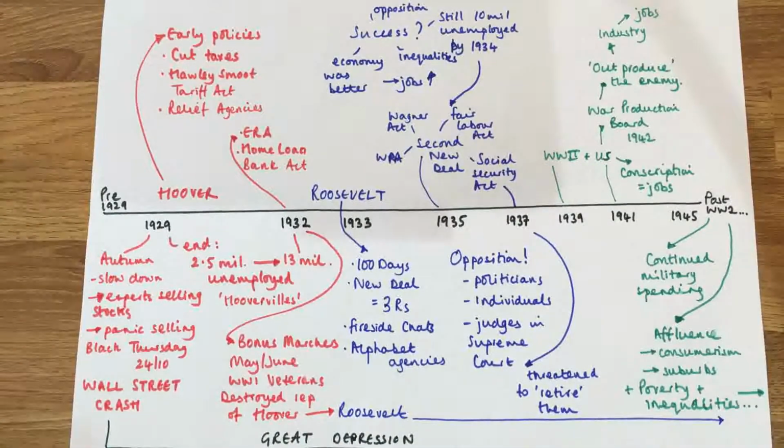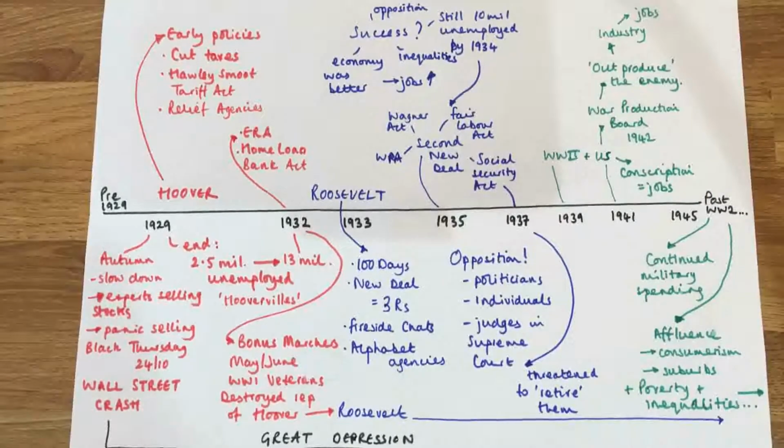The WPA was the Works Progress Administration, and this was about creating jobs and a massive relief programme. The National Labour Relations Act, or the Wagner Act, was about collective bargaining and the power of labour unions. The Fair Labour Standards Act was about making sure that there was a minimum wage and maximum hours so that employers couldn't exploit people desperate for a job.